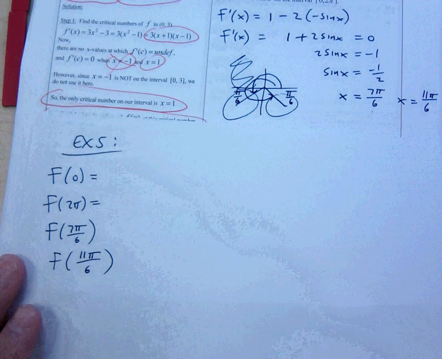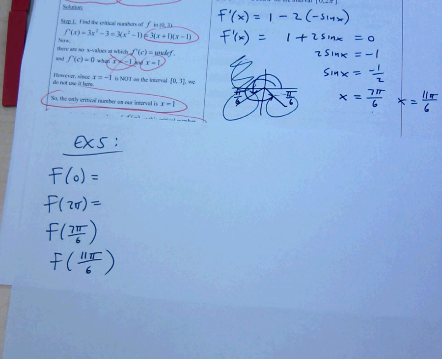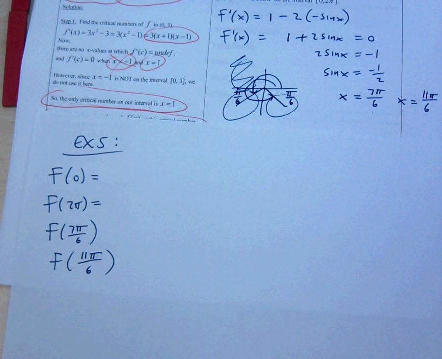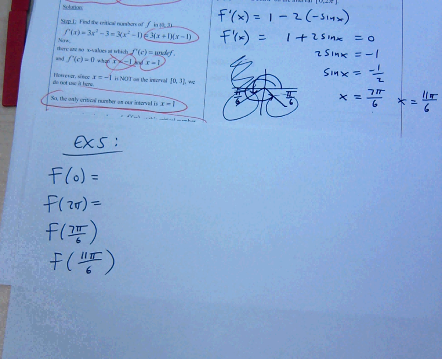Okay, everybody agree I've got to find those 4 values and then just pick out the highest and lowest ones, and those will be my absolute min and max? Right? Okay, ready? Write this down. Okay, so here we go.